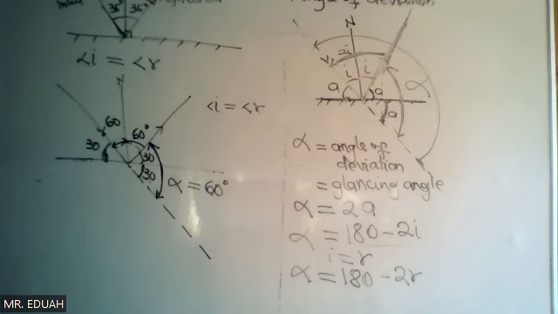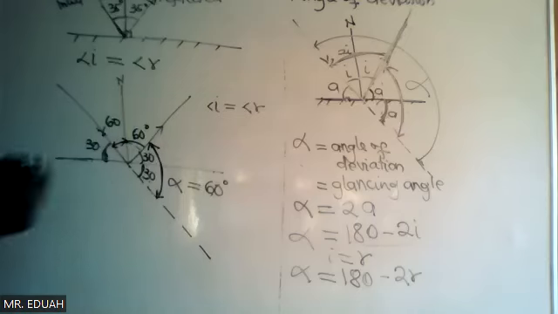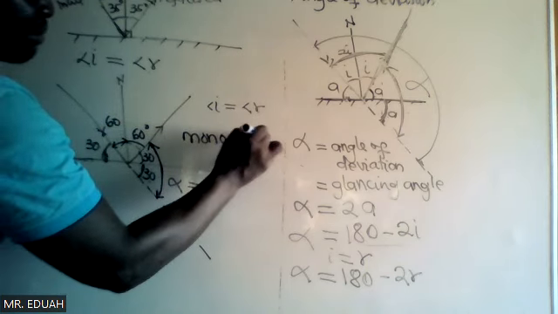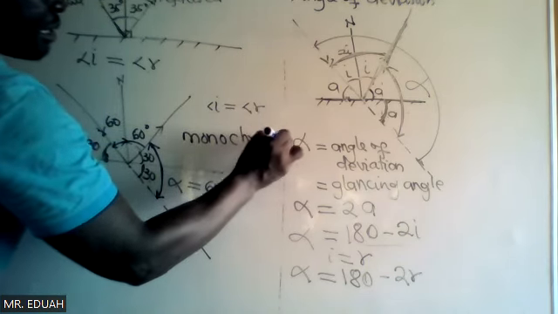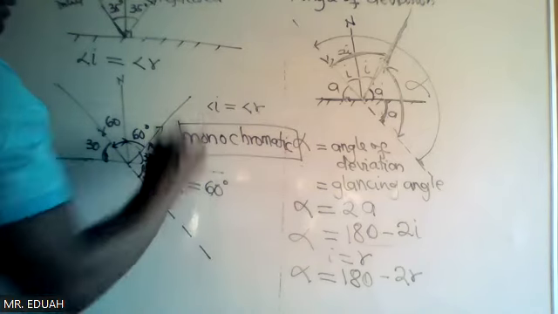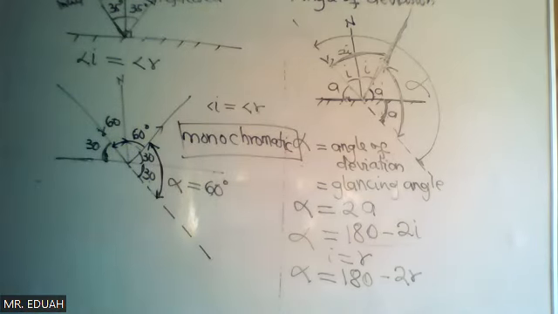Could you spell it? Monochromatic, meaning one color light. A ray with one color. Monochromatic red light is incident on mirror 1.